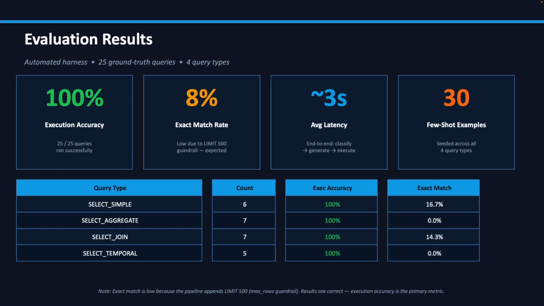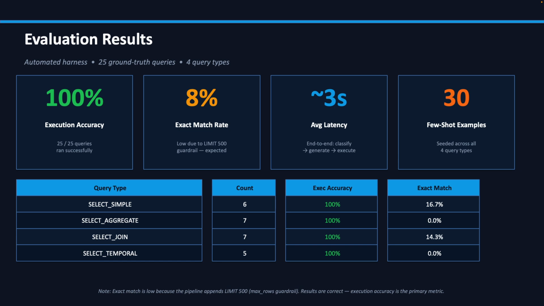Next is evaluation results. I built a formal evaluation harness with 25 ground truth question-to-SQL pairs, covering all 4 query types: simple select, aggregate, join, and temporal query. The headline result is 100% execution accuracy. Every single query ran successfully and returned correct data. The exact match is 8%, and this is expected, not a failure.